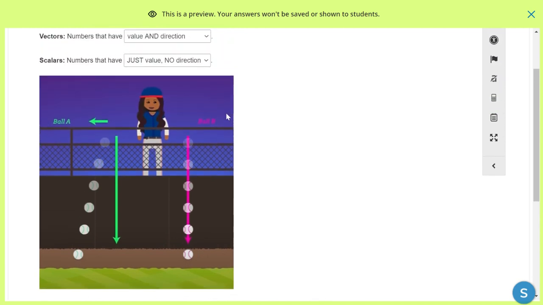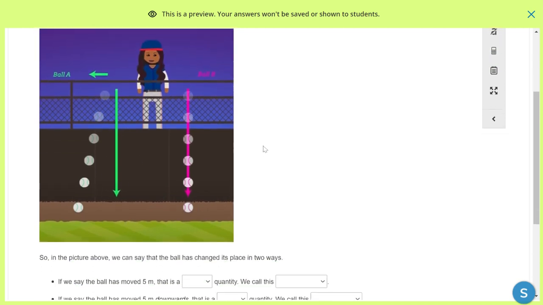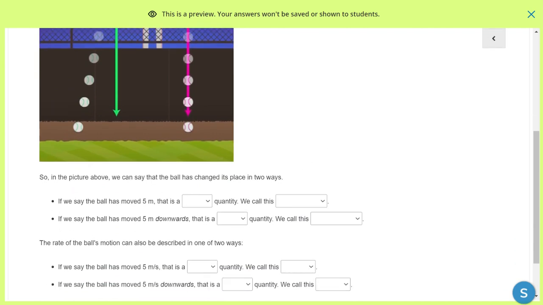Now, there are a couple of things we can measure about this ball, like how far down it falls to the ground. So I could say that in two ways. If I say that the ball has moved 5 meters, that tells me the distance that the ball has traveled, but not much else.